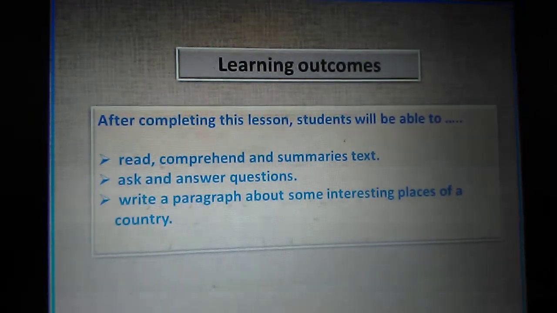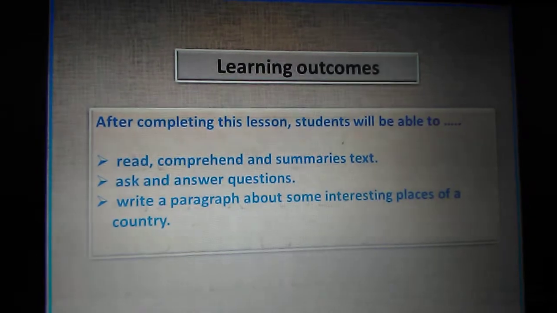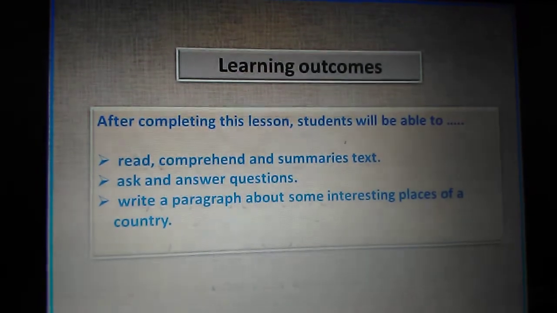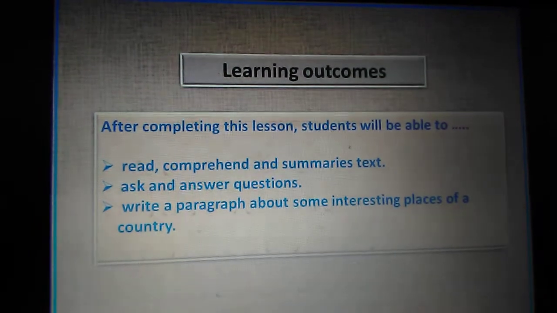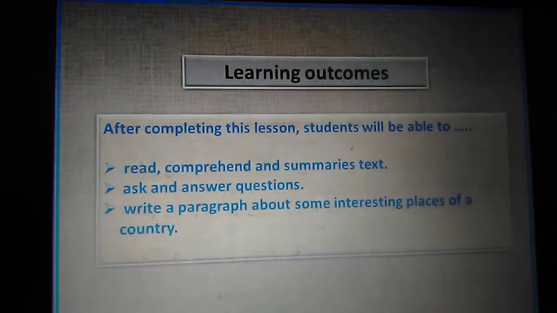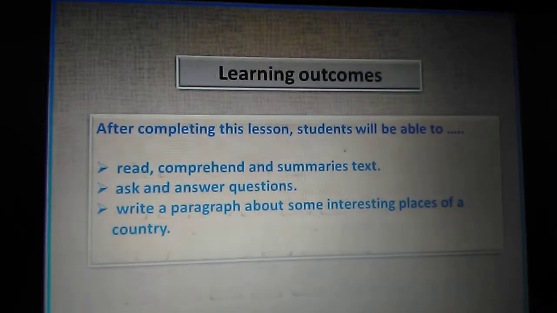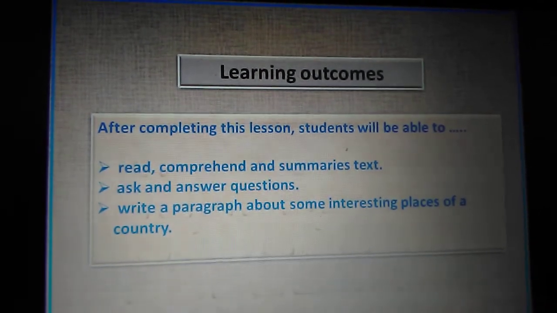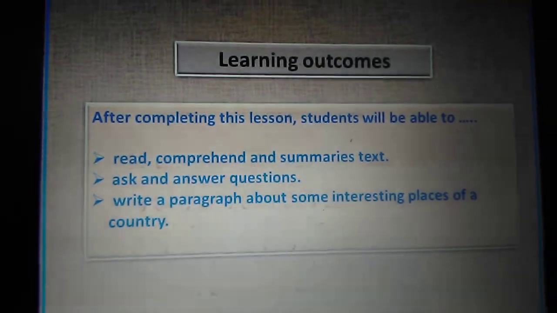Learning outcomes, that means what we are going to learn after reading Unit 6, Lesson 2. After completing this lesson, students will be able to read, comprehend, and summarize text. They can ask and answer questions, and they can write a paragraph about some interesting places of a country.